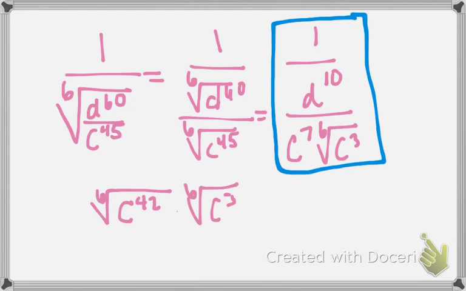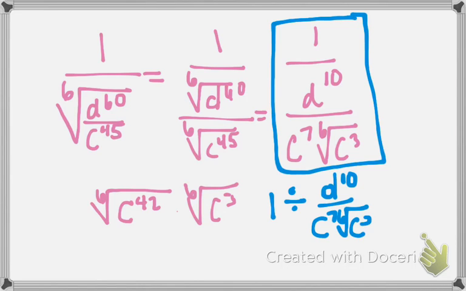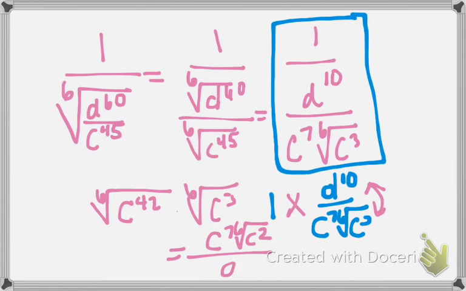So we've actually got this little guy here is 1 divided by d to the 10th over c to the 7th, 6th root of c to the 3rd. And remember that in order to actually divide, you're doing the same as multiplying by something's reciprocal. So technically our final answer should be c to the 7th, 6th root of c squared, all over d to the 10th. And if you got anywhere close to that, I'm impressed.